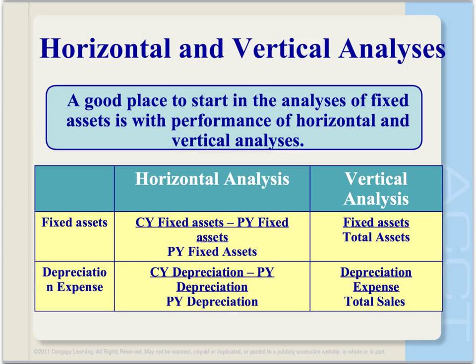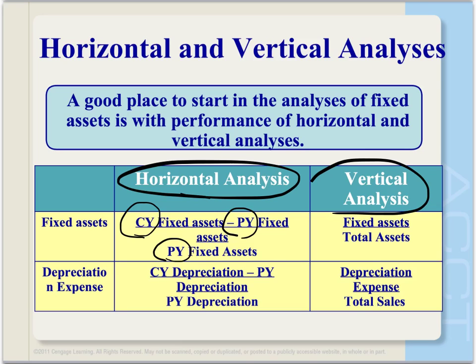Well, here we are again with our horizontal and vertical analyses. I'm not going to spend a lot of time on here, as by now you are probably very familiar with these formulas. It's always the current year minus the previous year divided by the previous year for horizontal. And then for vertical, it's always going to be the account divided by total assets when we're looking at balance sheet accounts, and then the account divided by total sales if we're looking at income statement accounts.